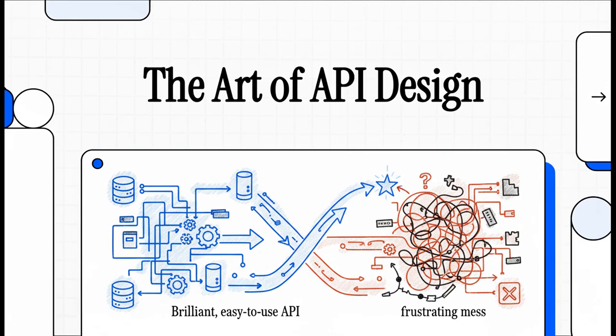APIs are kind of the invisible glue holding our whole digital world together. Seriously, think about it. Every time you're ordering food, checking the weather, posting a photo, yep, there's an API working behind the scenes. But have you ever noticed how some apps just feel effortless, while others are a total nightmare to use? Well, a lot of the time, the difference boils down to one thing: API design.